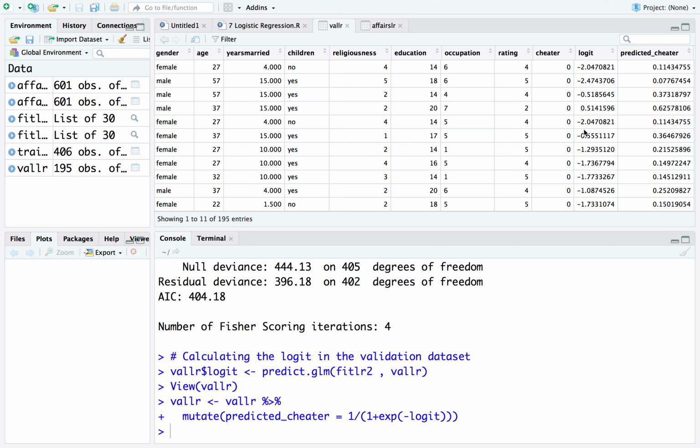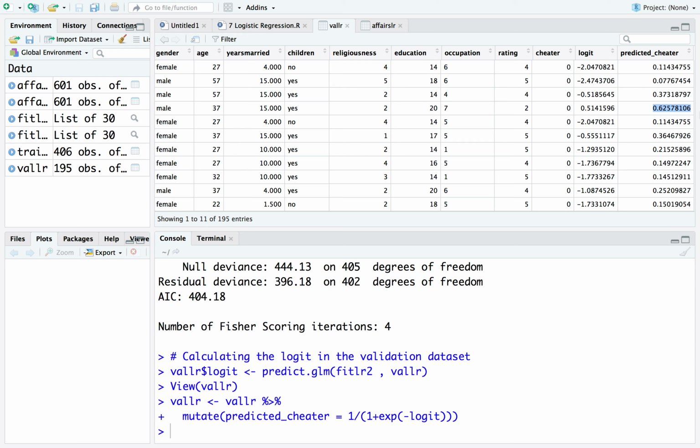The question is, it's all good saying that this person has a 62% probability of being a cheater, but I want to be able to say yes or no. Are they going to be a cheater, yes or no? So the question is, what's our cutoff? Is it at 0.5? Is it at 0.2? The cutoff is something that you can choose, and it is a judgment call.